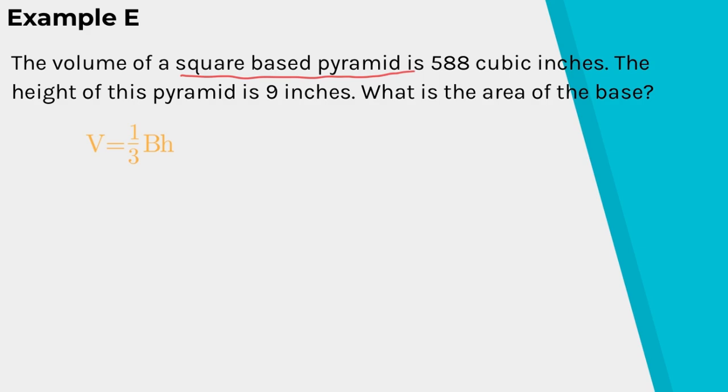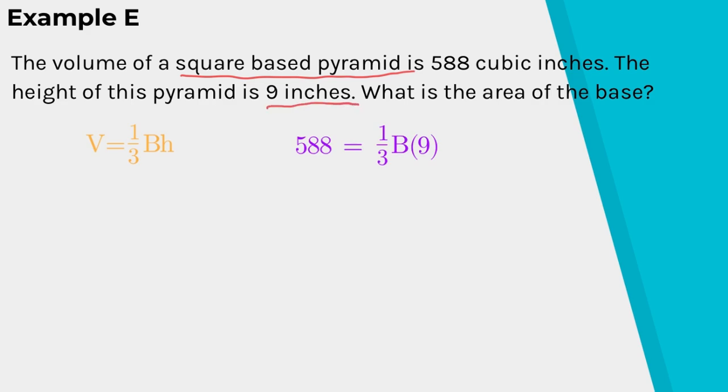So I know that 588 is my volume. I know that 1/3 is going to be 1/3. Big B I don't know, so I'll leave that as my variable. And then times 9, because that's the height of my pyramid, as they told us here in the problem. So I've identified the important parts, and I've plugged them in.